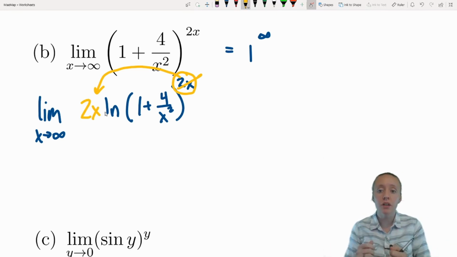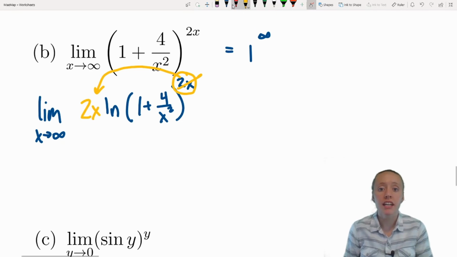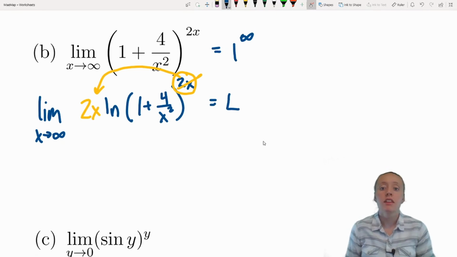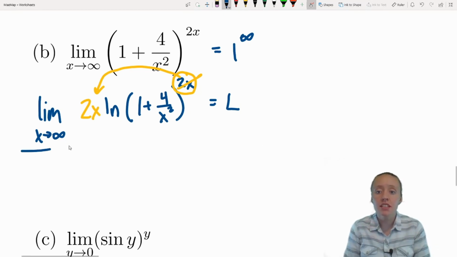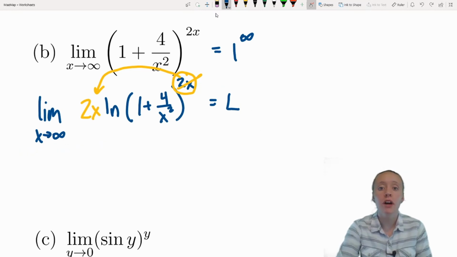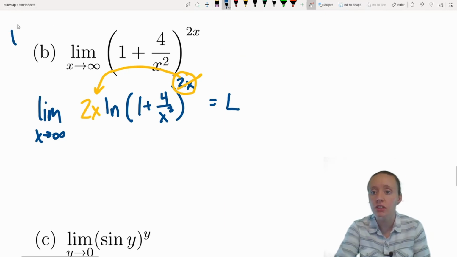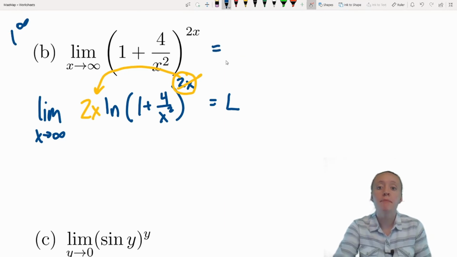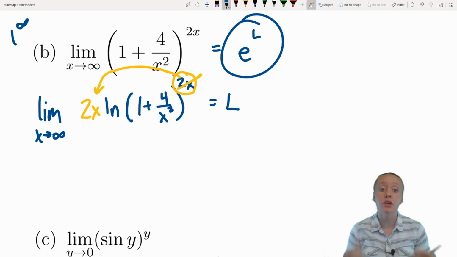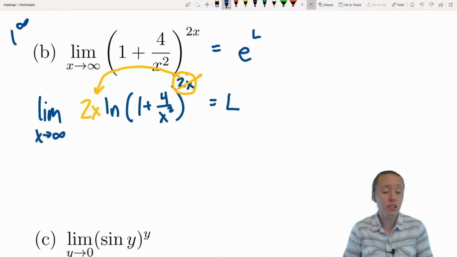So in order to reverse what I just did, if I get L for this limit, then my original limit, because I introduced the L in, I'm going to erase this 1 to infinity right here, and I'll write it on the side so you remember what form we were in. But my original limit is going to be equal to e to the L. So whatever I get for this limit, now that I've introduced an L in, my final answer is going to be e to the L. So let's figure out L in order to figure out our overall limit.